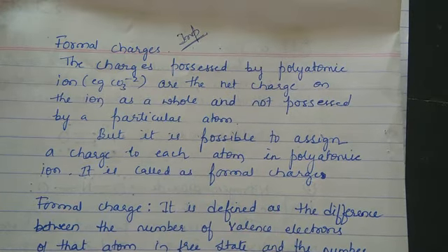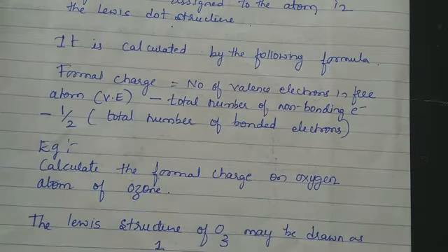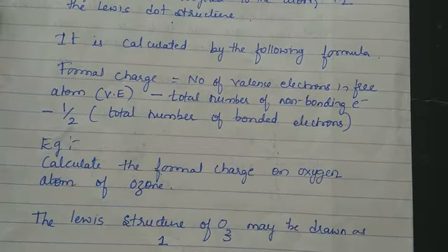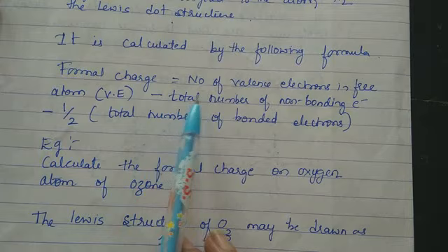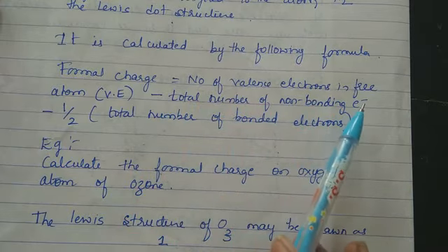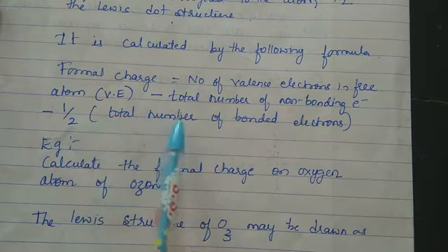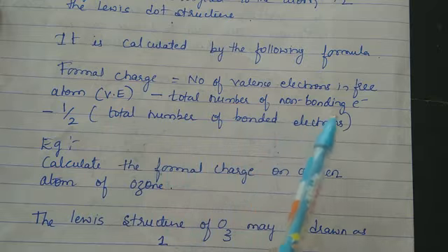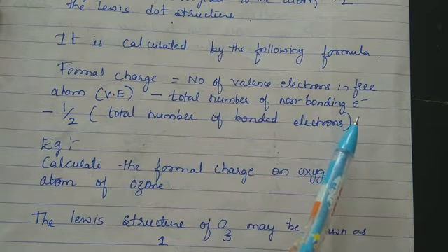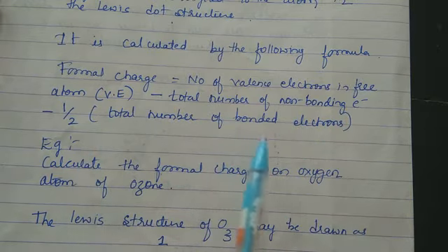And how is it calculated? It is calculated by the following formula. Formal charge is equal to the number of valence electrons in the free atom, minus the total number of non-bonding electrons, minus half of the total number of bonded electrons. Now we shall try to calculate the formal charge on the ozone molecule.